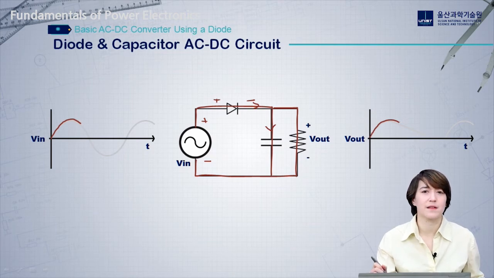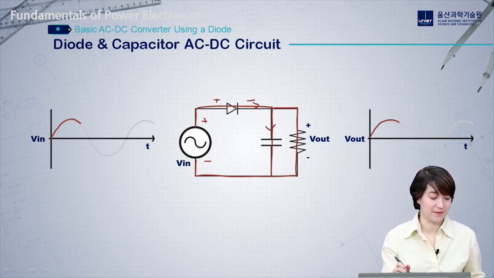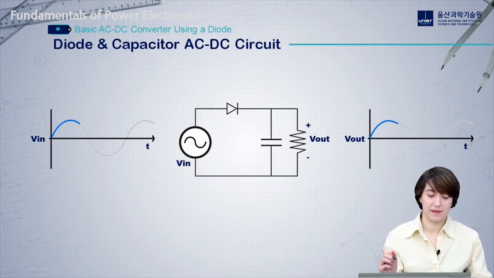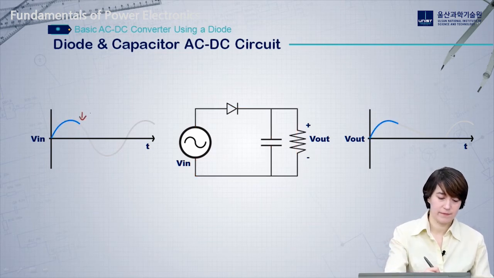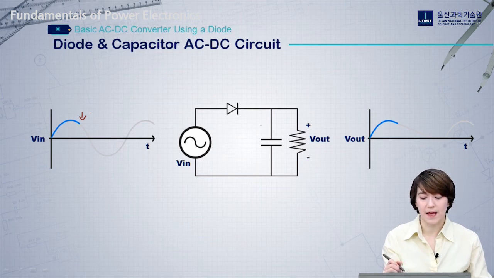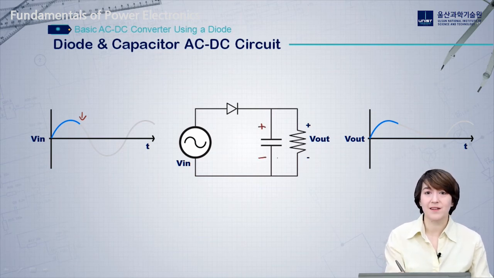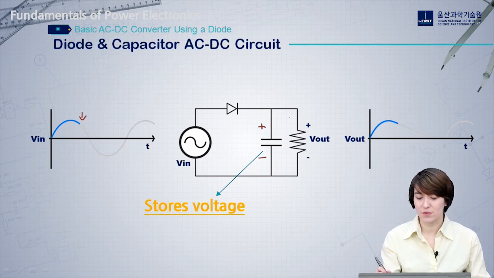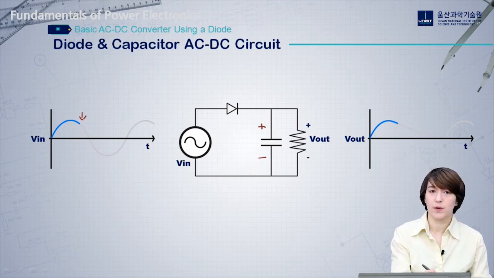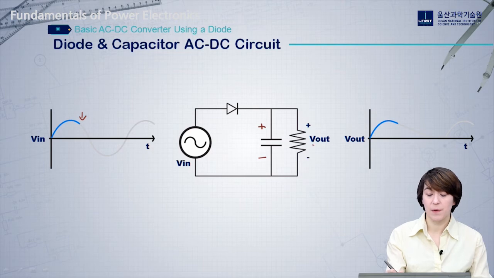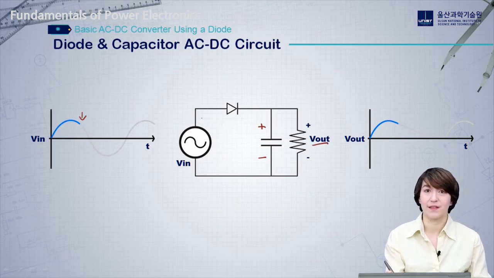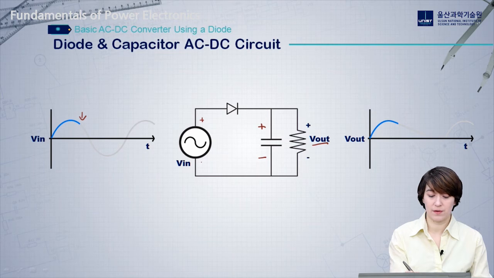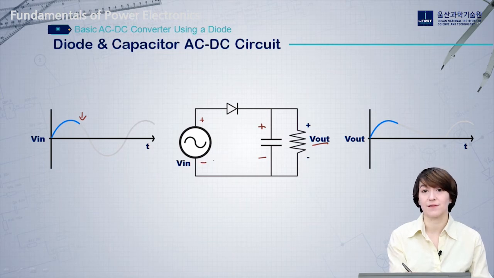But at this point, something different is going to happen with our diode. So at this point in our input voltage, something happens. Our capacitor actually stores voltage. It stores the energy that we had before, and it's going to maintain that voltage. Once we hit this point, the voltage on the output, V out, is actually going to be higher than that of V in. So even though this is positive and negative, this voltage on the output is higher than that of the input.